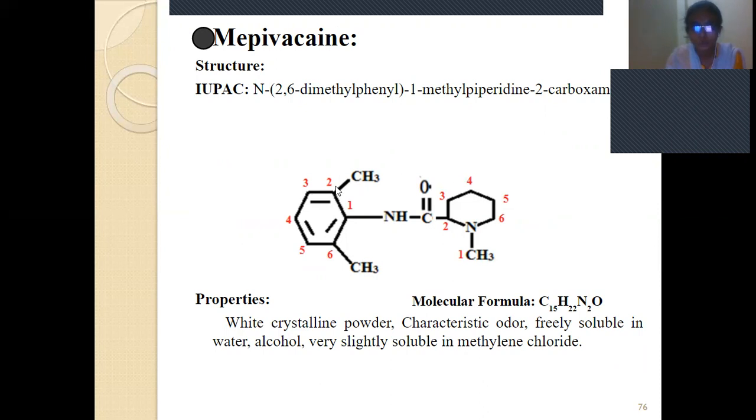N-(2,6-dimethylphenyl)-1-methylpiperidine-2-carboxamide. So this is the structure and the IUPAC name.